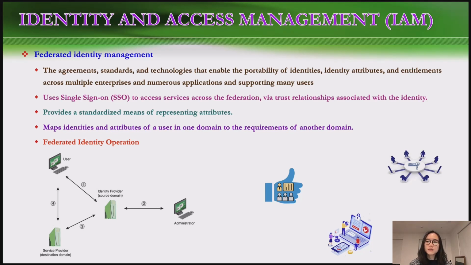Different security domains may represent identities and attributes differently. Further, the amount of information associated with an individual in one domain may be more than is necessary for another domain. The federated identity management protocols map identities and attributes of a user in one domain to the requirements of another domain.